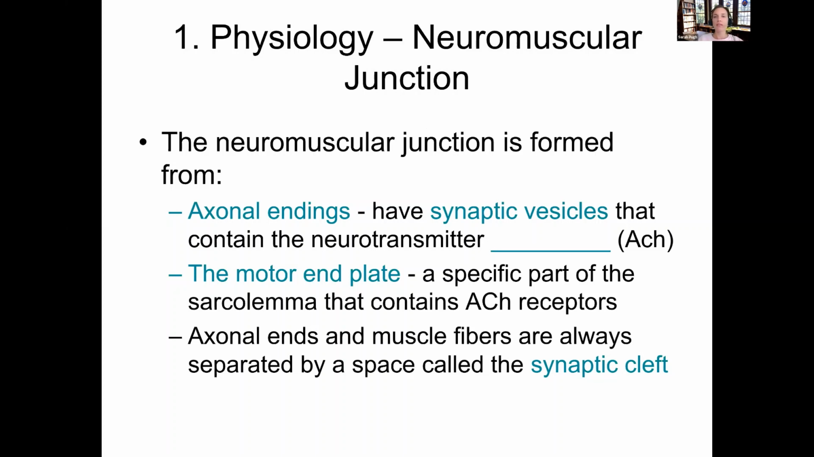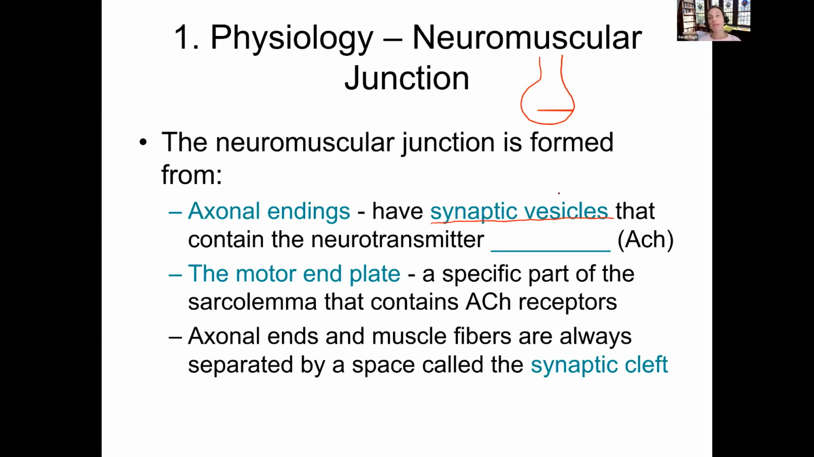Okay, so one thing that we'll find is at the end of the axon, notice when I draw the end of that axon, I kind of draw it like this. I make it look kind of fat at the end. We call that the axonal ending, where it gets kind of big. And inside we'll have something called synaptic vesicles. And synaptic vesicles are basically just little vesicles, little bubbles, and inside they contain a neurotransmitter.